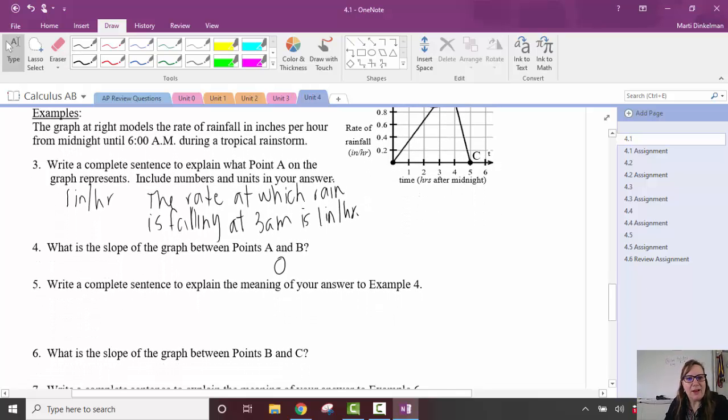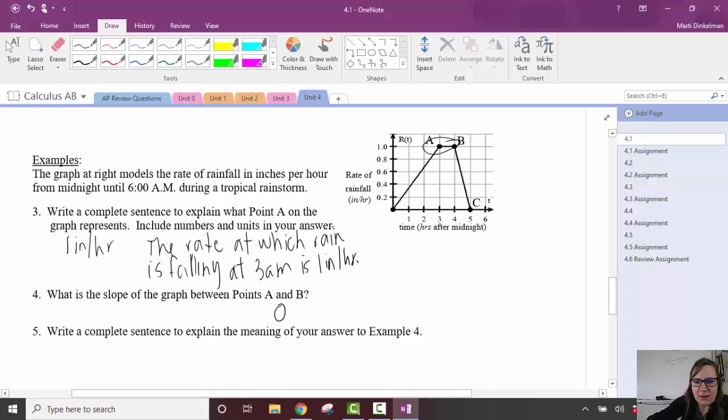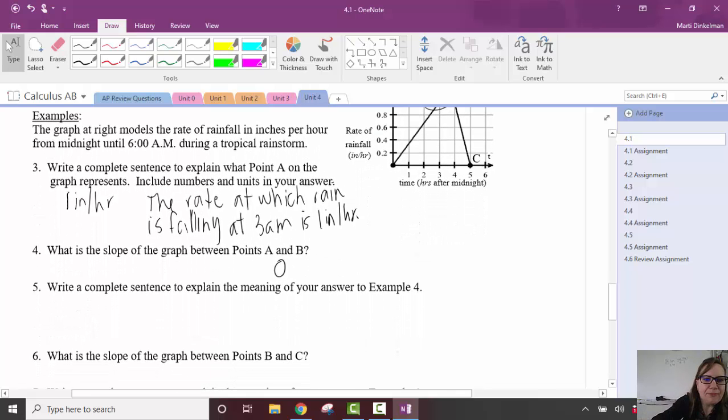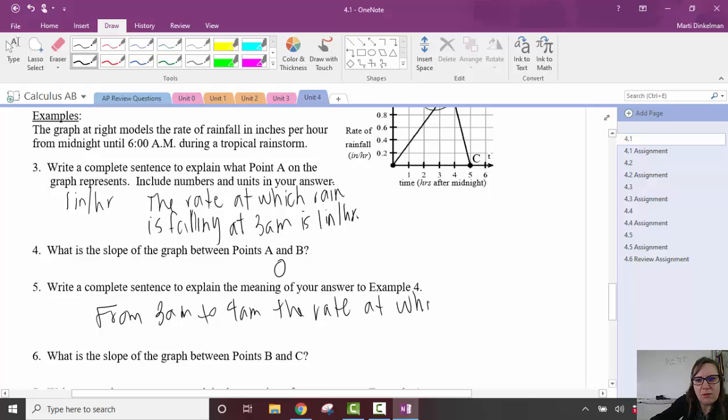So on 5, when we write our complete sentence about our answer to 4, A to B is 3 a.m. to 4 a.m. So from 3 a.m. to 4 a.m., the rate at which rain is falling is constant, or is not changing would be fine.